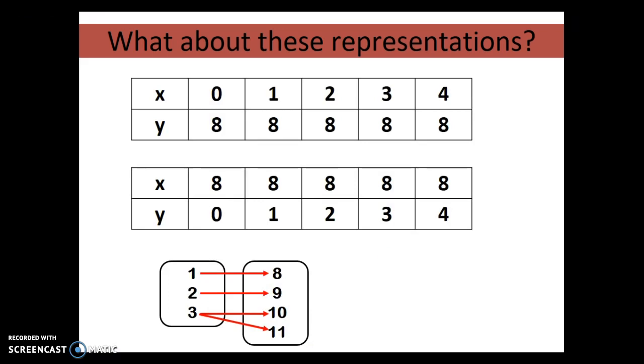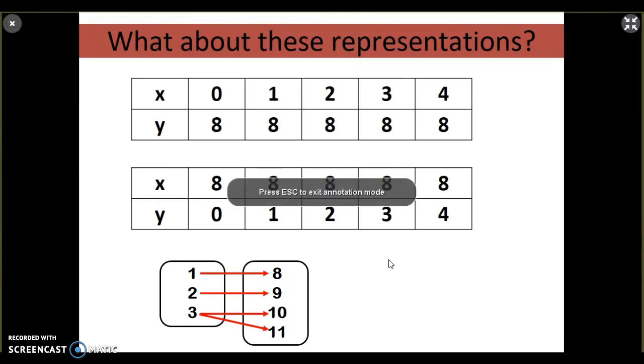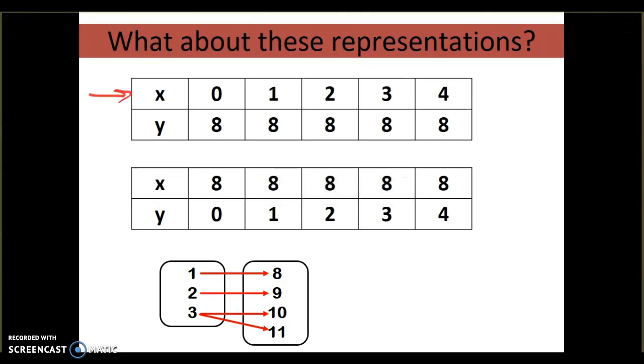Let's look at another one. Now we're given our actual tables here. So again, I'm still looking at my x values, or all of my inputs, and I'm trying to figure out if any of these repeat. This has 0, 1, 2, 3, 4. There is no repeating number, even though my y values do repeat. I'm only looking at my x values. So because my x values don't repeat, this is considered a function.